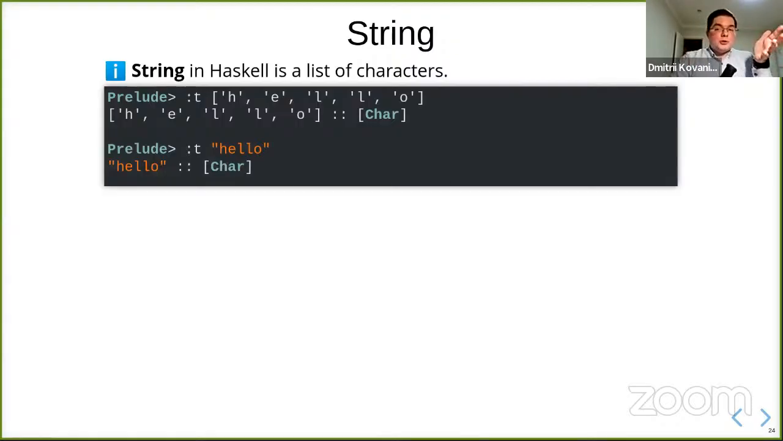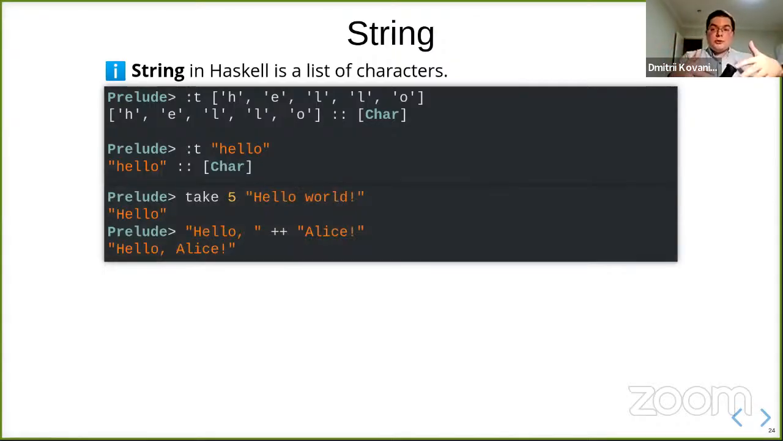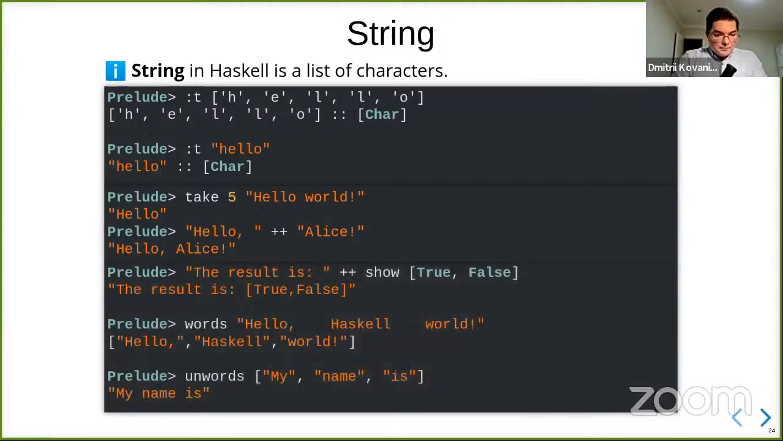This is not the best way, but it's great for education because a string is just a list, and you already know lists, so you can use all the functions that work with lists on strings. Take works with lists, so you can use it with strings as well. Take 5 hello returns the string containing the first 5 characters. You can use the same plus operator to append strings, because strings are lists. There are also specific functions to work with strings. There's a special function show that takes a value and converts it to a string. It's a polymorphic function; again, we'll talk about it later.